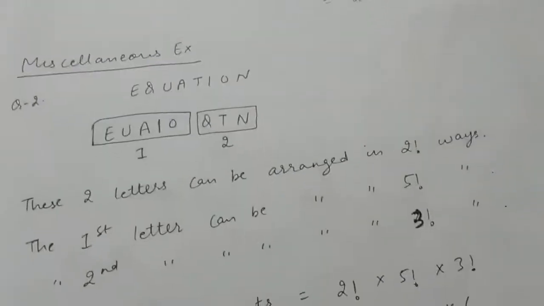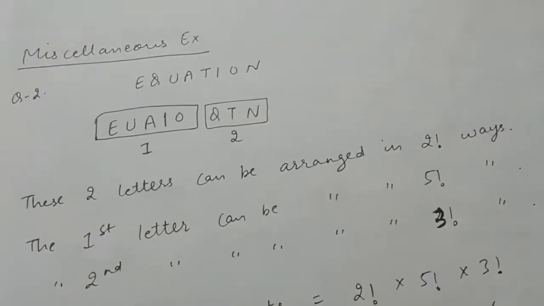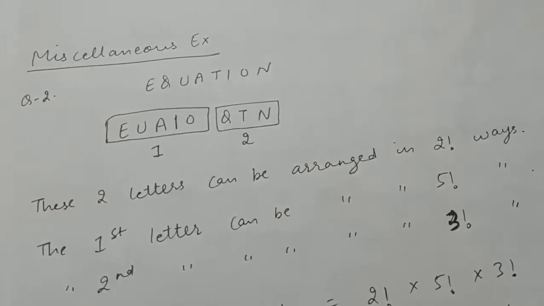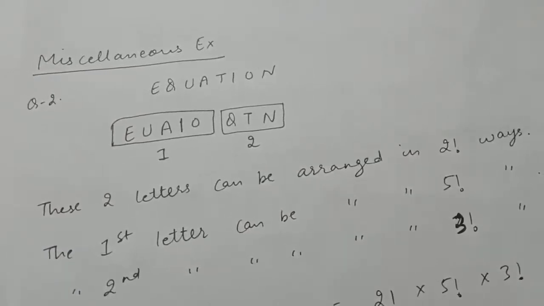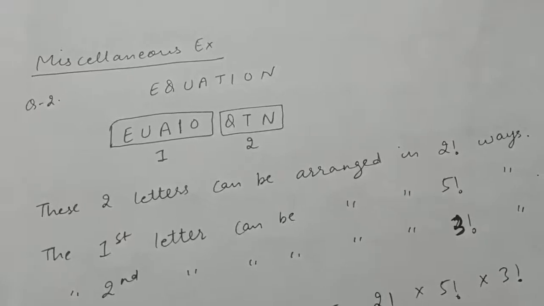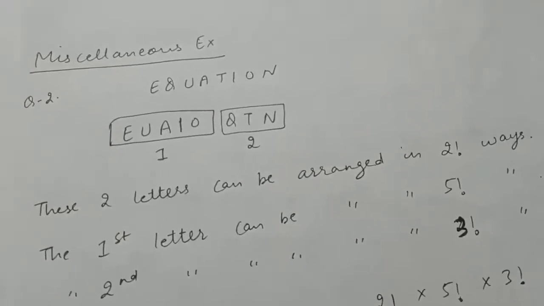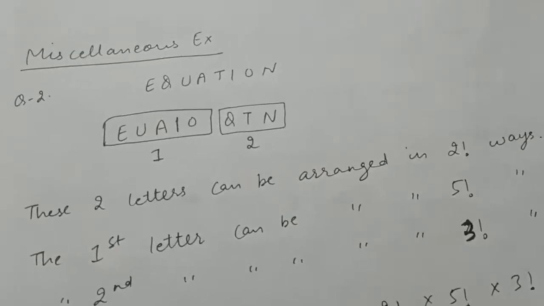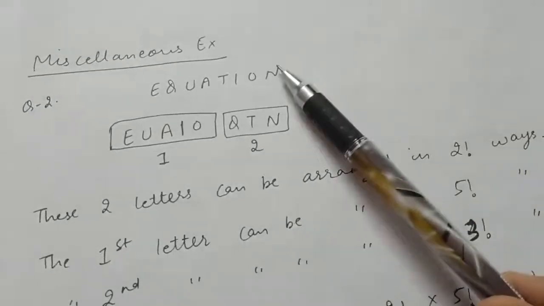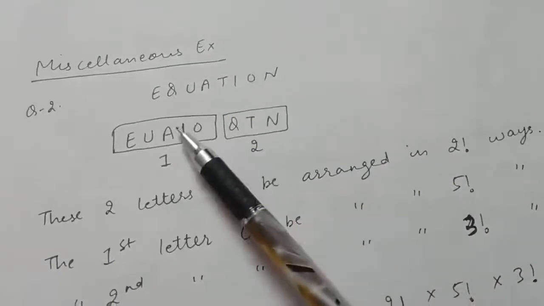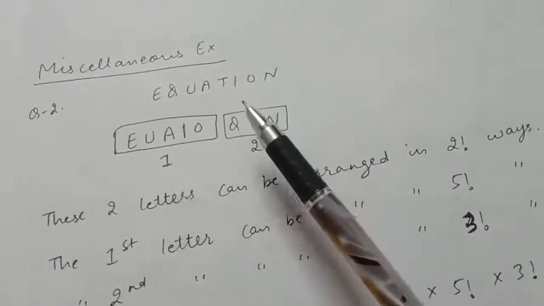Now we will discuss the miscellaneous exercise. Question number 2 asks, how many words with or without meaning can be formed using all the letters of the word equation at a time so that vowels and consonants occur together? Now they have given us the word equation and they have asked how many words can be made so that vowels and consonants come together.